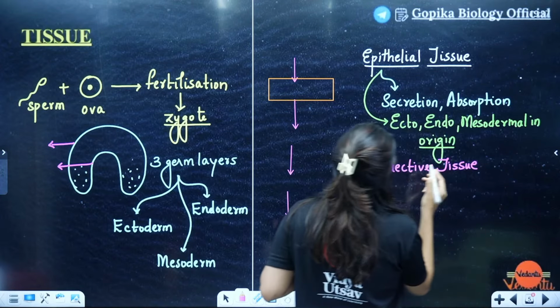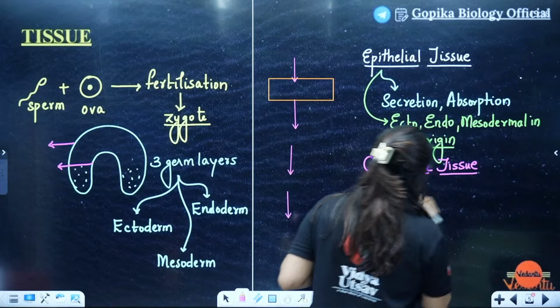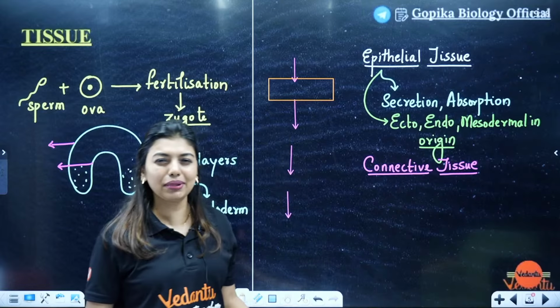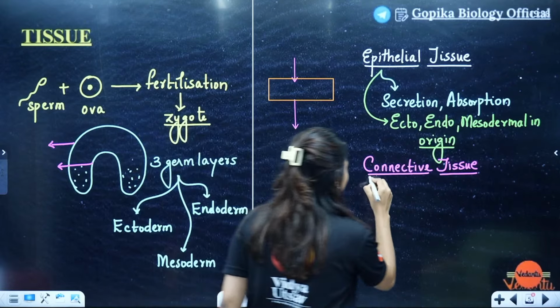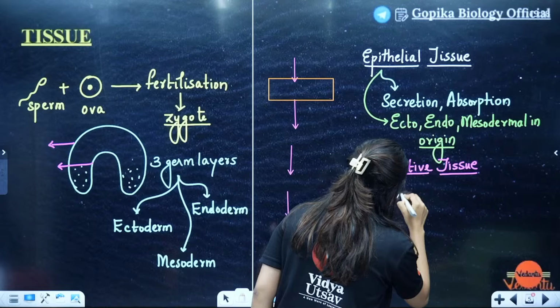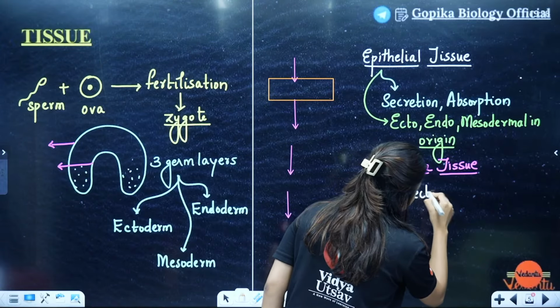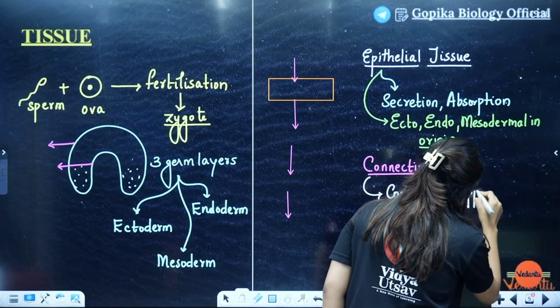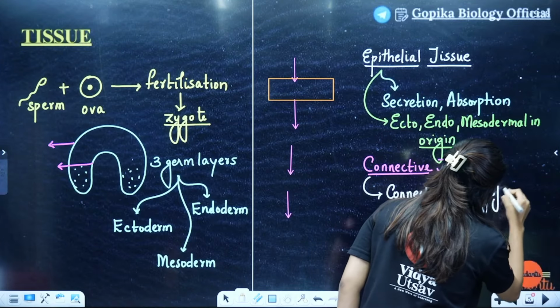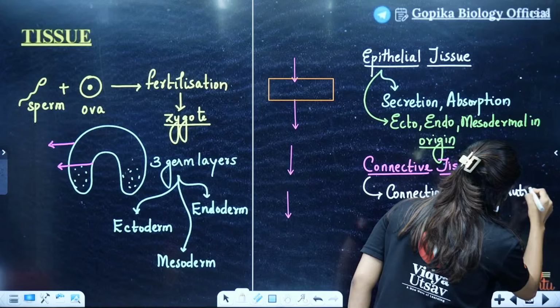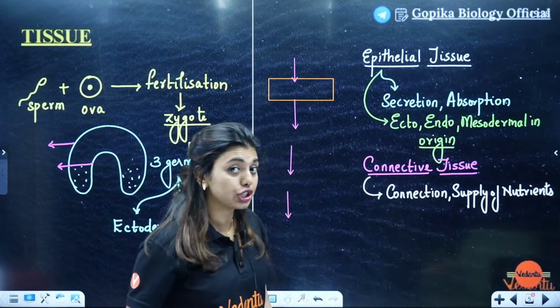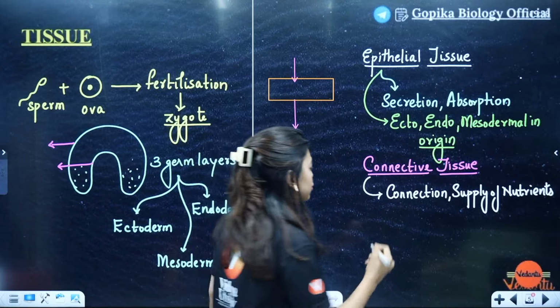Okay, connective tissue. This is your connective tissue, right? Now what will connective tissue do, ma'am? So simple, ma'am. Connective tissue will do connection. So even I'm going to write that only. They are going to help in connection, but more than connection, students, they are going to help us with supply of nutrients. Actually, they help in supplying the nutrients to the epithelial tissue. So I can write that supply of nutrients.